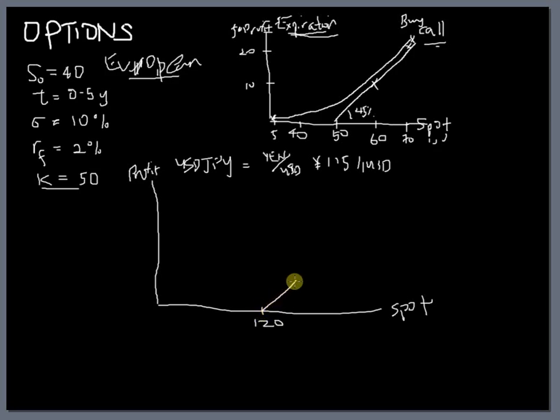The graph looks like that. Let's draw a parallel, using this 115 per 1 US dollar, to the stock. In this case it is $40 per stock.